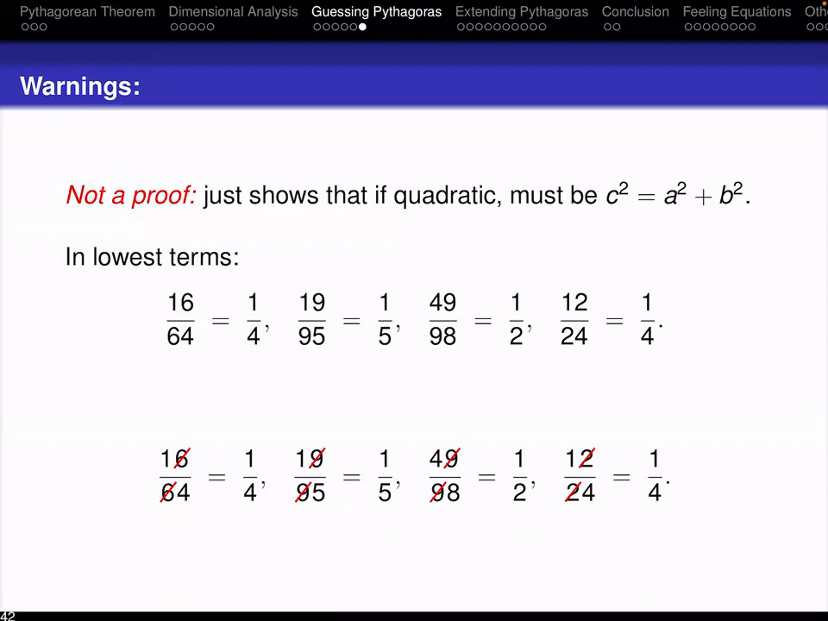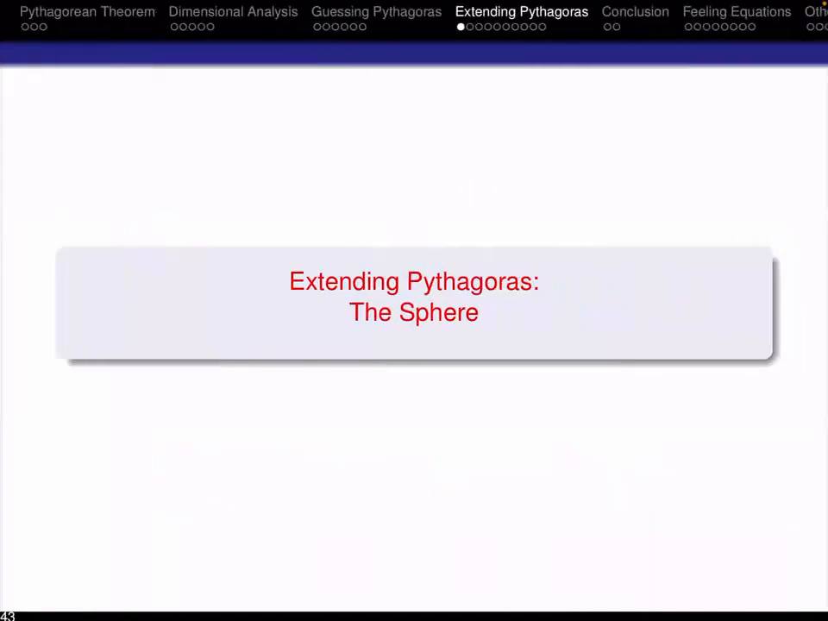Let's take, for kicks and giggles, 49 over 98. So again, be very, very careful about the difference between proving and providing evidence.